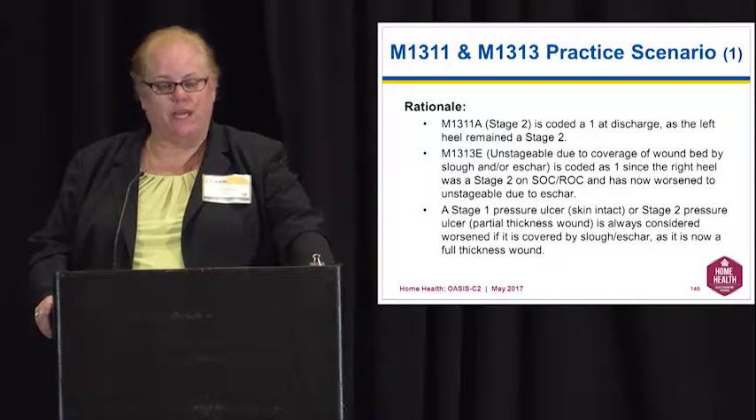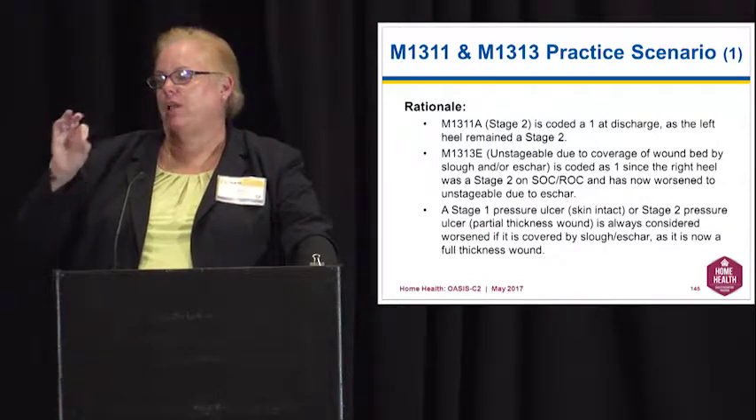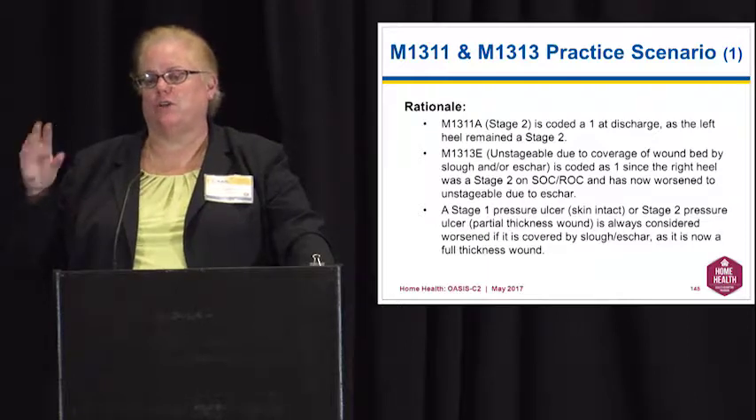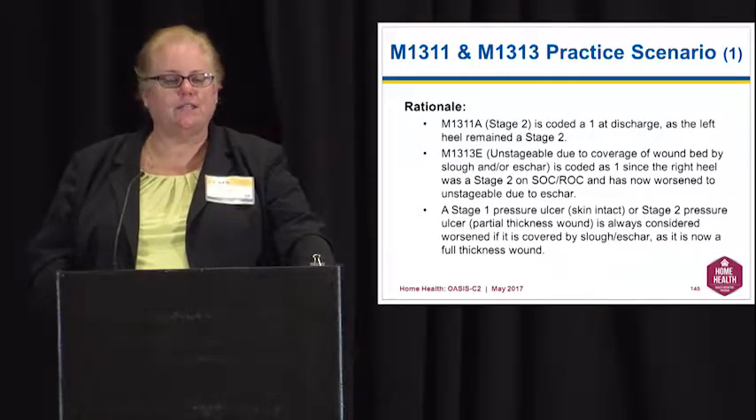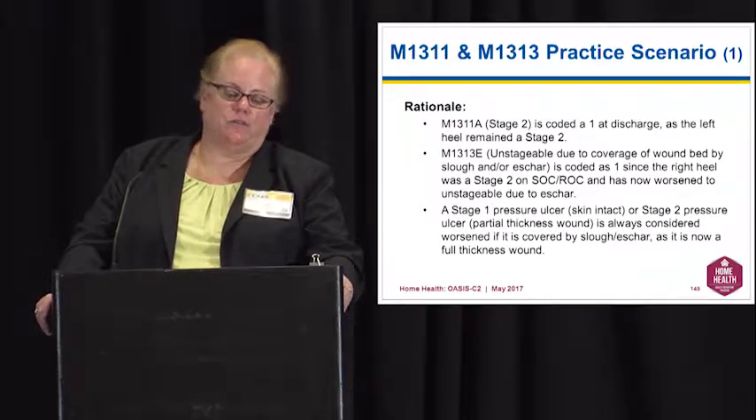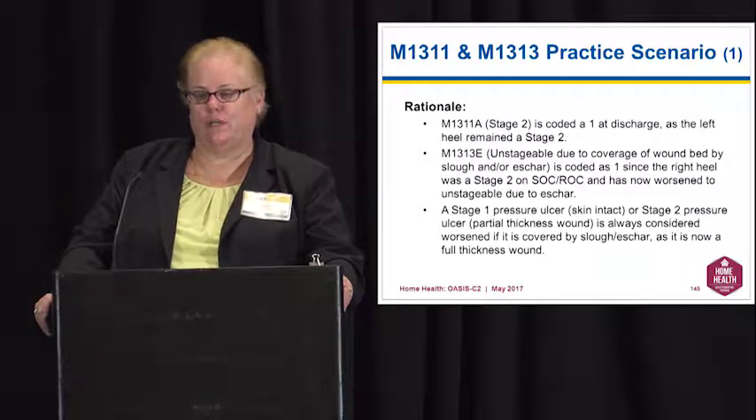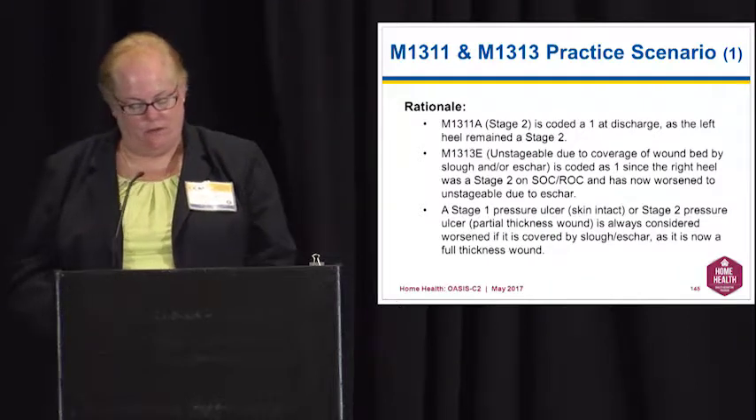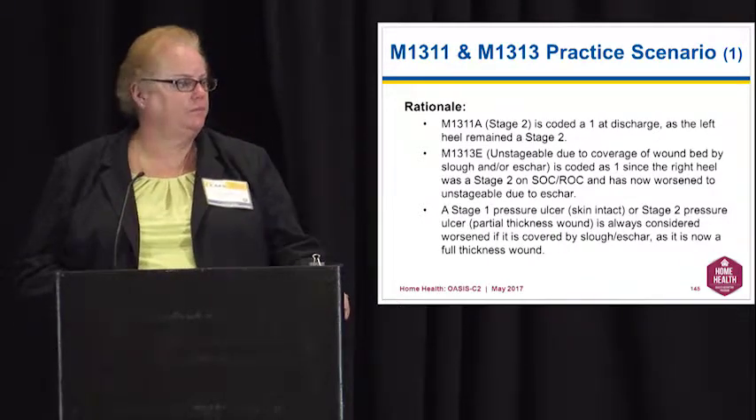So that's where we're saying it's actually worsened, because we know that a stage 2 that evolves to the point of having slough and eschar is minimally at a stage 3 or greater. So we know for a fact it's worsened. That's a real fine line in making sure your staff understand that one. Questions on that one? Thoughts? Okay. But that's the rationale behind that one.